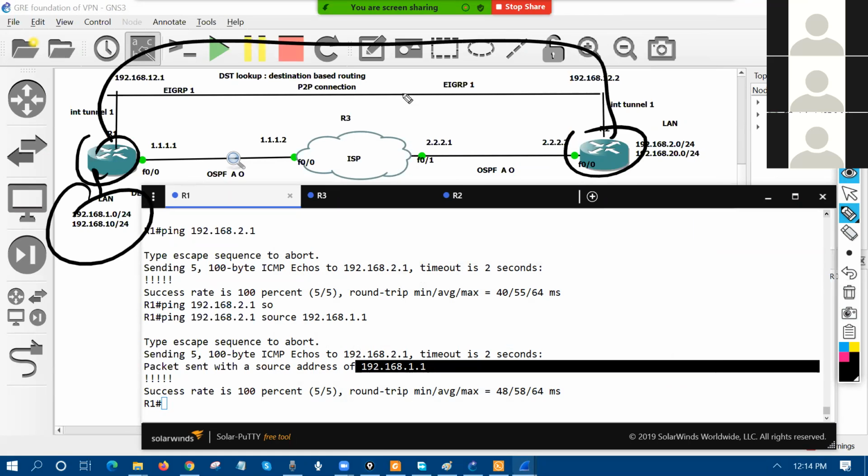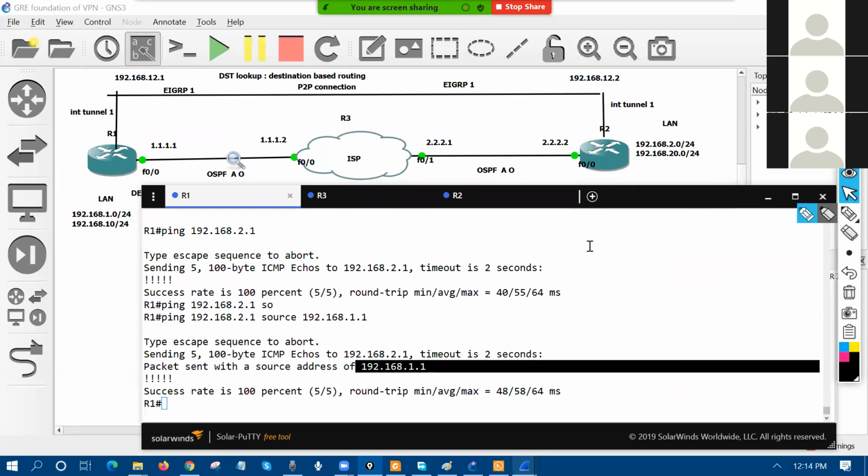So in this case, R3 does not get any idea of the LAN information. They don't have any single piece of information. So when you're saying encapsulating, what exactly? We are just encapsulating my header with this header. That's my source and destination.